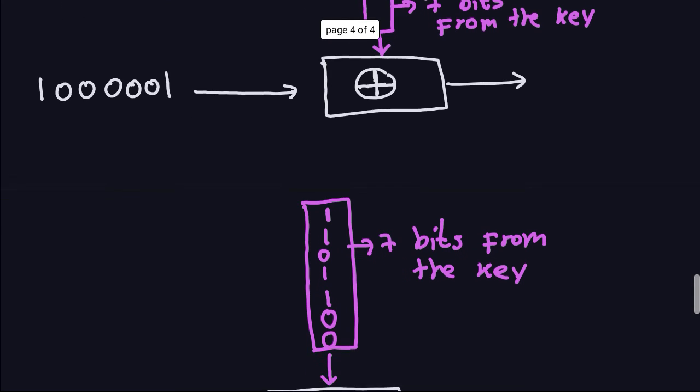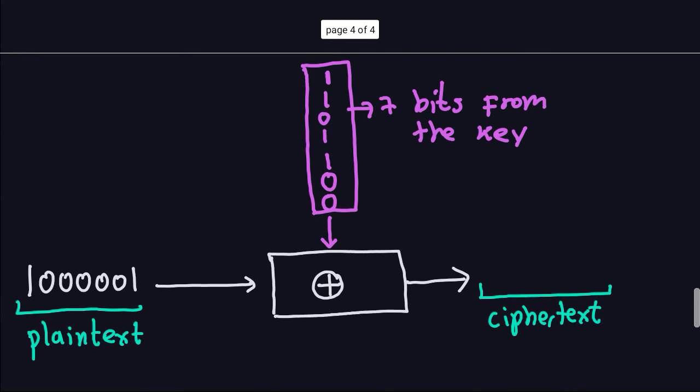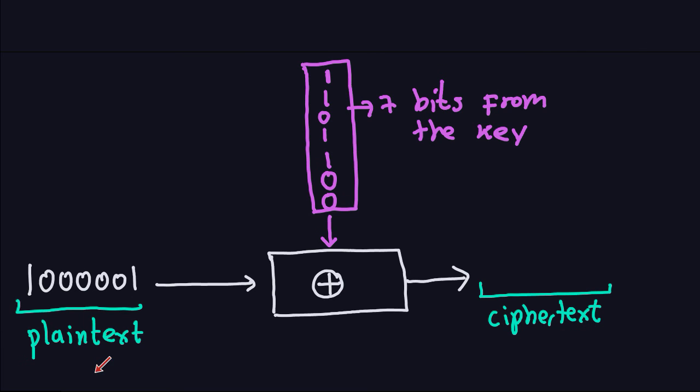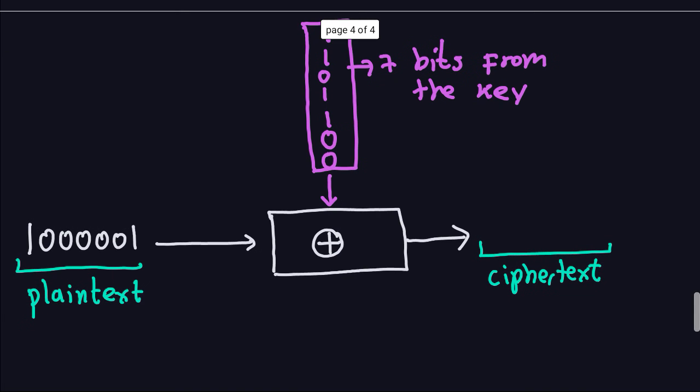Let's say I have the following situation. I have a plain text here, which is the binary representation of the letter A. And so for the stream cipher, I will need 7 bits coming from the key. If you count these bits here, there are exactly 7 bits. I'm going to process bit by bit, and I'm going to cross out with yellow the ones that I'm doing. So this one here and this one here will go through the stream cipher.